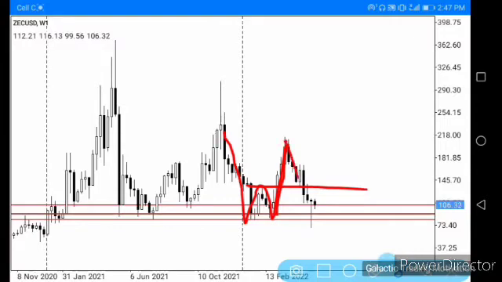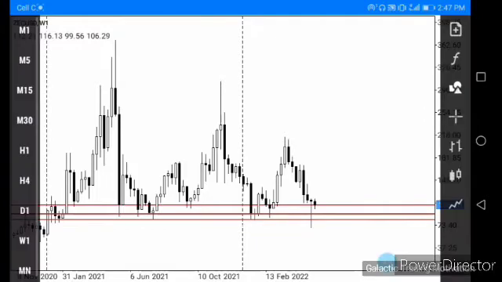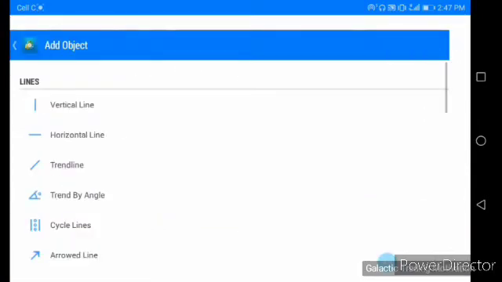So we had another double formation here with the neckline being there. Price broke the neckline, came back to retest it. However, the neckline failed and price continued going down, right? Let's continue. So what else do we see?